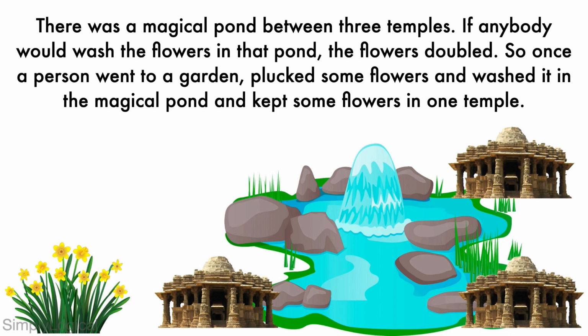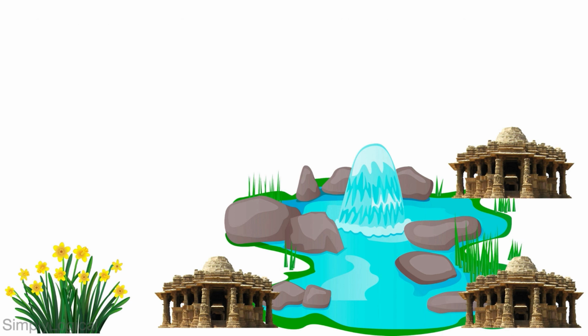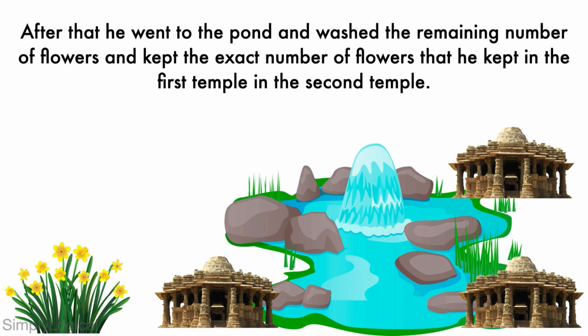There was a magical pond between 3 temples. If anybody would wash flowers in the pond, the flowers doubled. So once a person went to a garden, plucked some flowers, washed them in the magical pond and kept some flowers in one temple. After that, he went to the pond and washed the remaining number of flowers and kept the exact number of flowers that he kept in the first temple in the second temple.